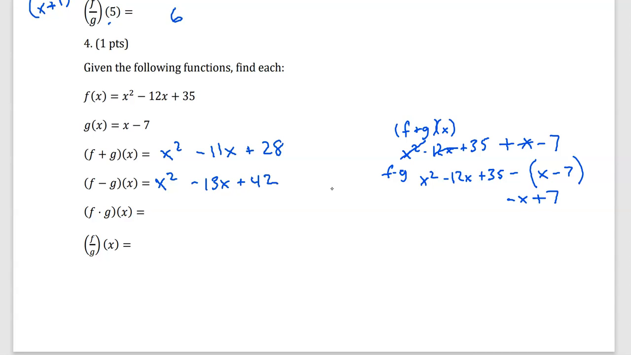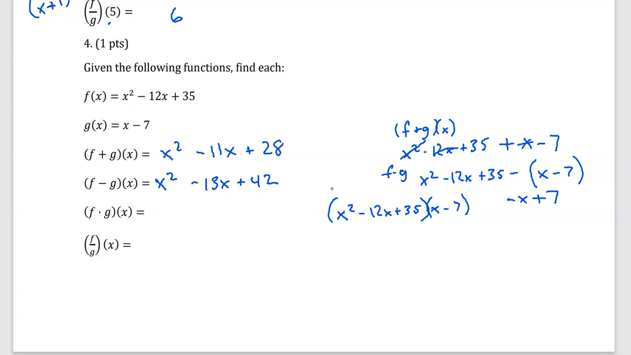Now the times, that's the most difficult one. Let's do that carefully. It's going to be x minus 7 times, and the order doesn't matter. Let's go ahead and put it in the exact order they give us. I'm going to make sure I have enough room here. x squared minus 12x plus 35, the quantity times g, x minus 7.